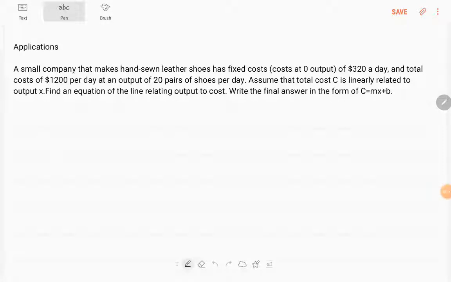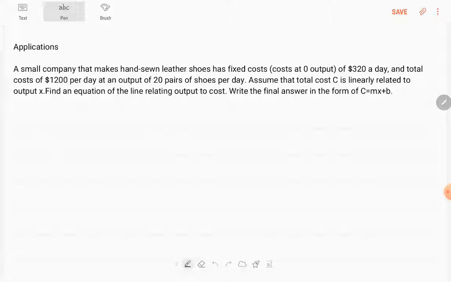Now let's look at some applications for this part. The first application is the cost equation. Here's one example. A small company that makes hand-sewn leather shoes has a fixed cost, which means the cost at zero output, when they did nothing, of $320 a day, like rental tools or something like that, the labor fees.